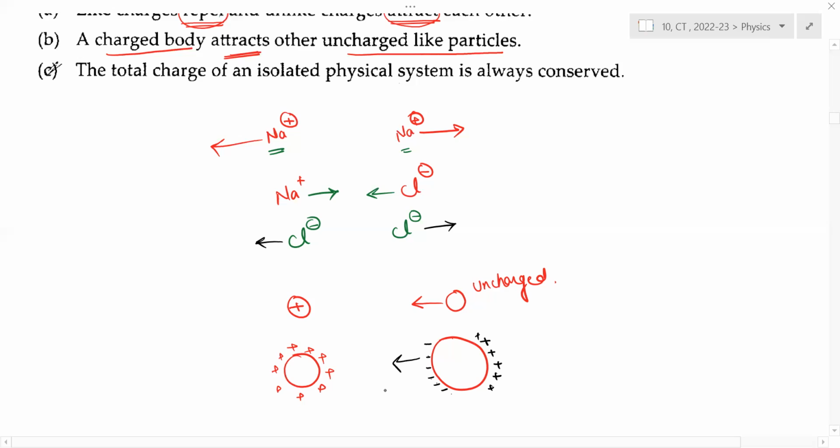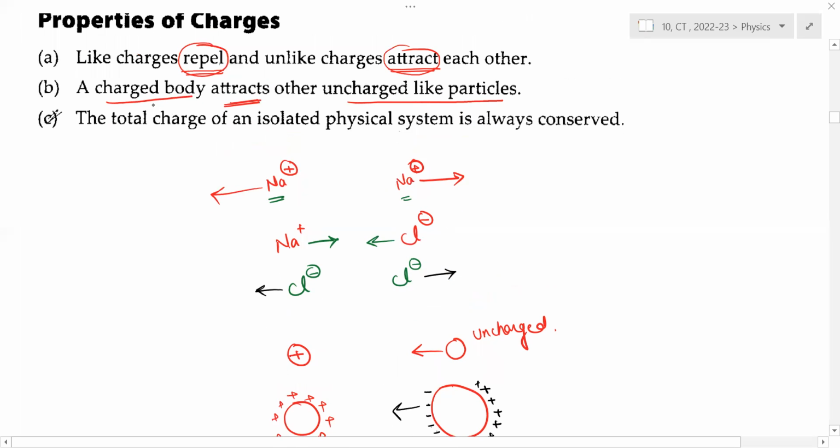Yes, sir. So a charged body attracts other uncharged particles, but please understand, the uncharged particle should be a conductor. If it is not a conductor, it will not attract. Can I say an electron will be attracting a neutron? Is it possible? No, sir. It will never attract.